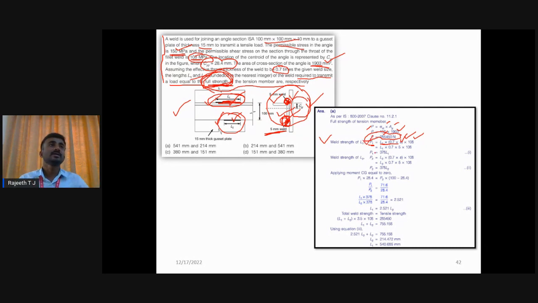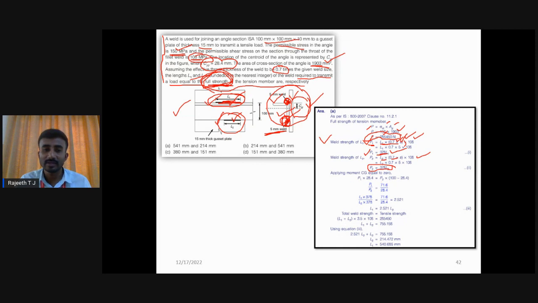P1 is the load acting in the top weld. That is stress into area, where area equals length of the member into effective throat thickness in the weld. You are going to get 378 times L1. If you calculate P2 similar to P1, L2 into effective throat thickness into stress, again you are going to get P2. So we have 378 L1 and 378 L2.